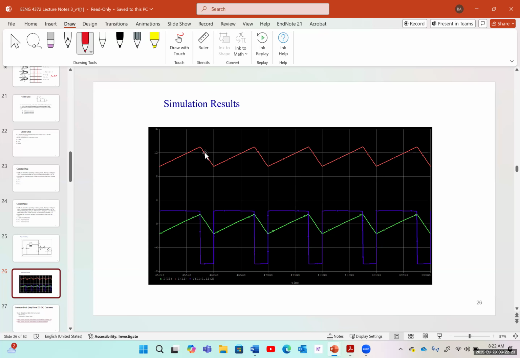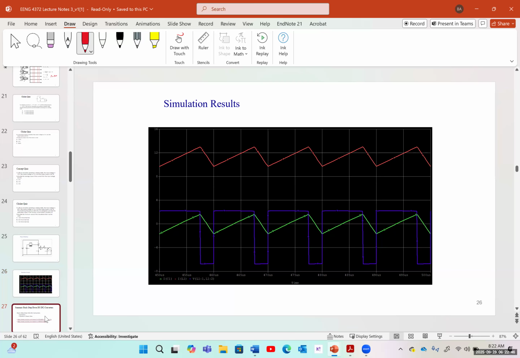The red indicates the inductor current. The green is the capacitor current. And the blue one is our voltage, the switching voltage of the capacitor and the inductor. So you can see that, and I would show it with an example video.